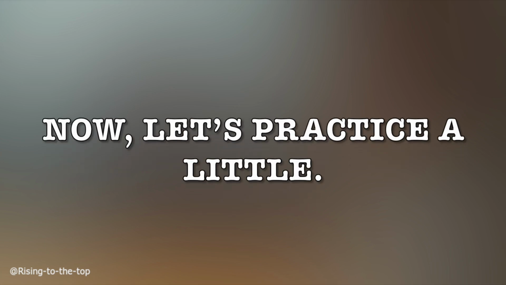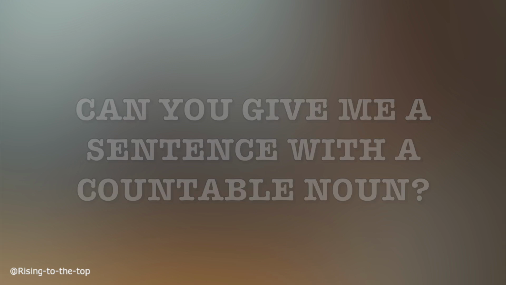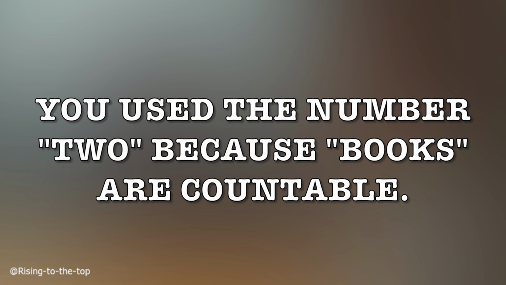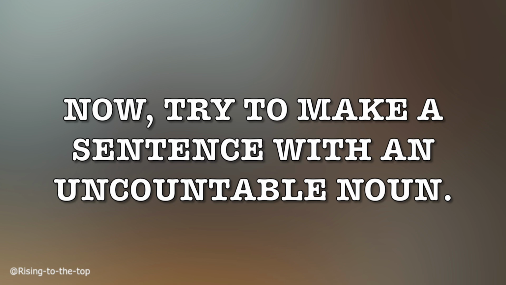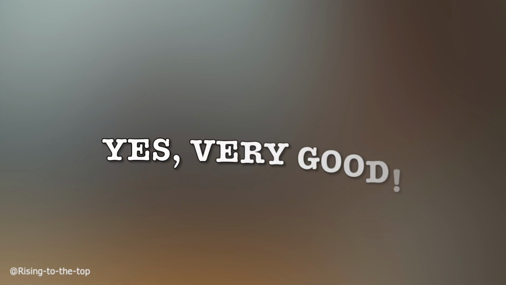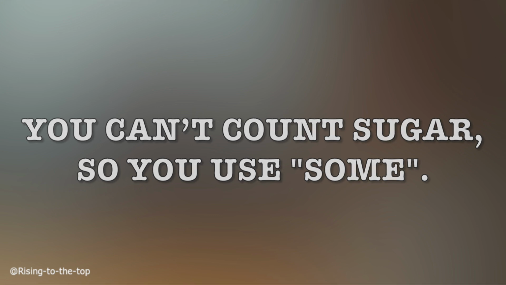Exactly. You're getting it. Now, let's practice a little. Can you give me a sentence with a countable noun? Okay. How about, I have 2 books? Perfect. You use the number 2 because books are countable. Now, try to make a sentence with an uncountable noun. I need some sugar. Yes, very good. You can't count sugar, so you use some.